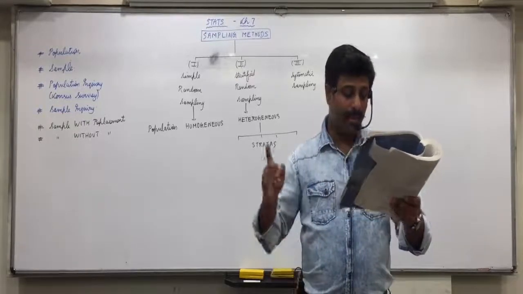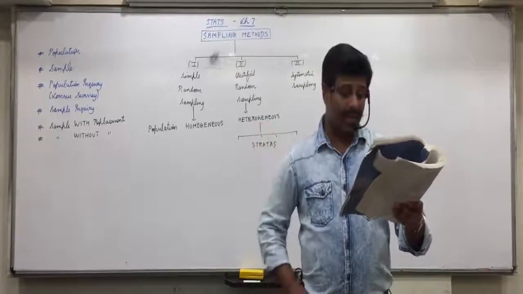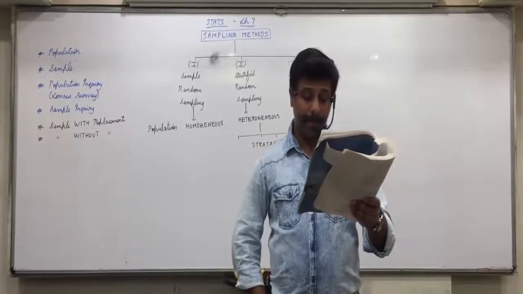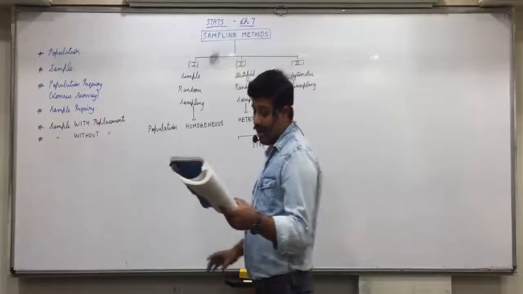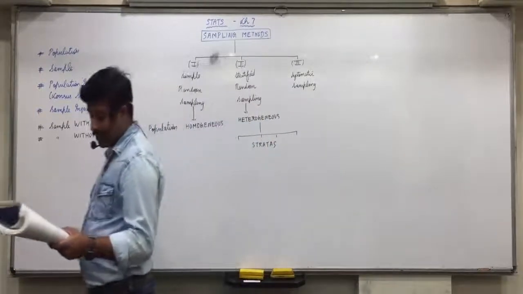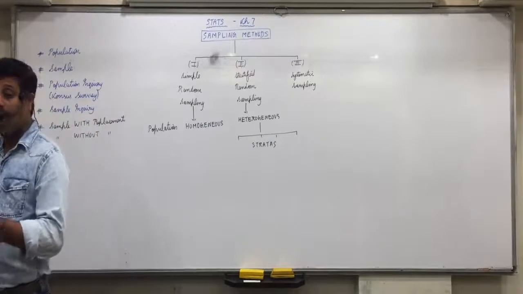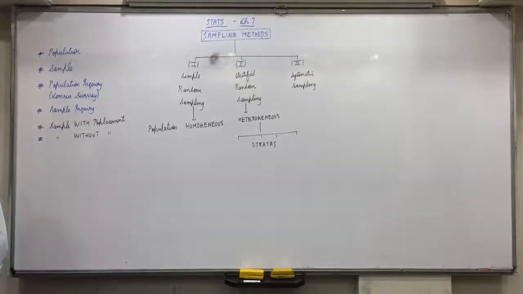Underline second sentence onwards. In this method onwards, units of population are assigned numbers 1, 2, 3 to identify them. Small and identical slips of paper.